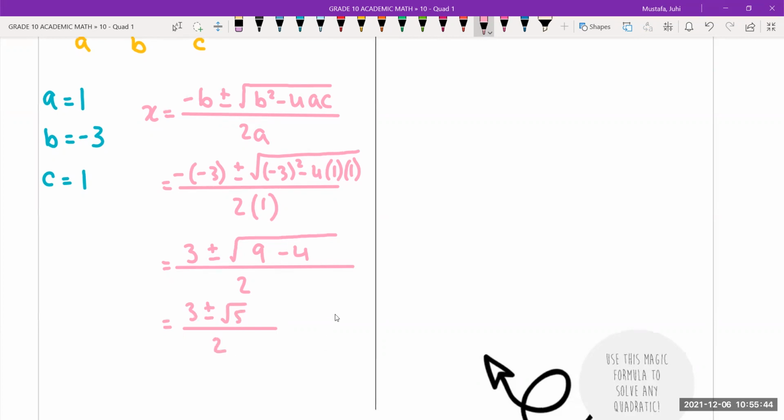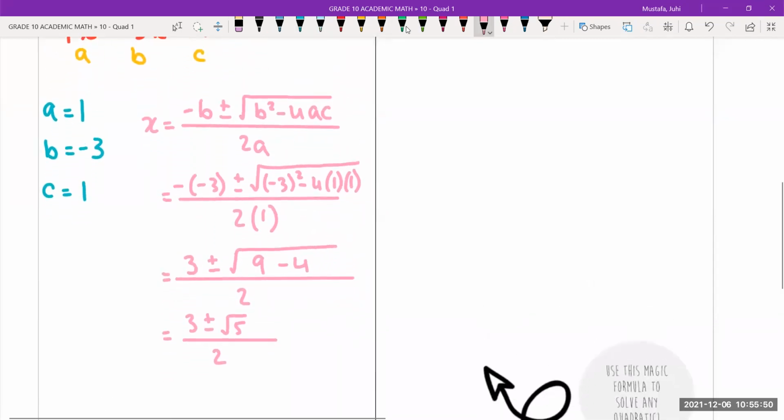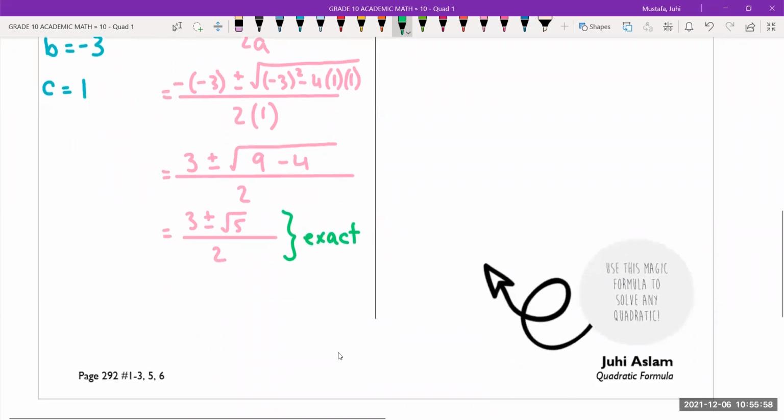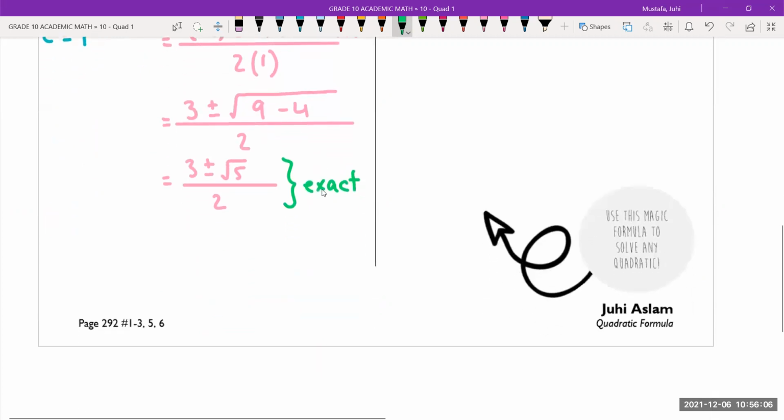Now, when the question says, give me your answer in exact form, this is what I'm looking for. This answer right here is the exact value. It's not a decimal. It's exactly what the answer should be. But we want to know where we're going to put this on our x-axis, right? So we're going to continue this question and actually use our calculator and solve it.